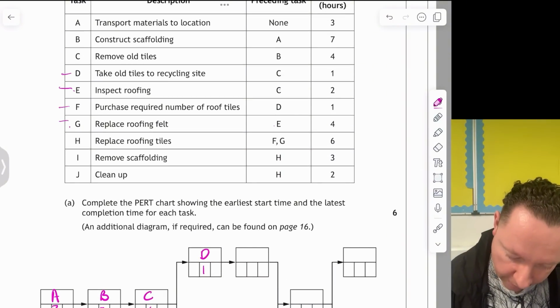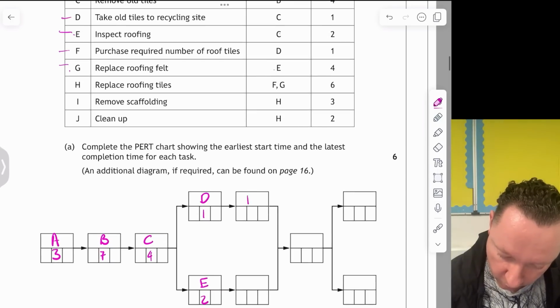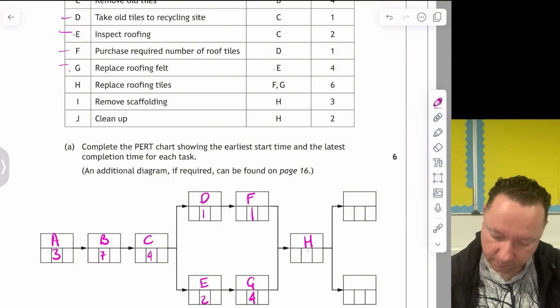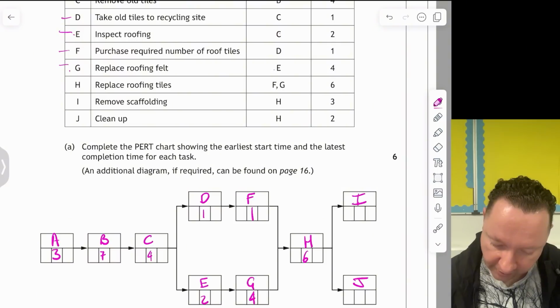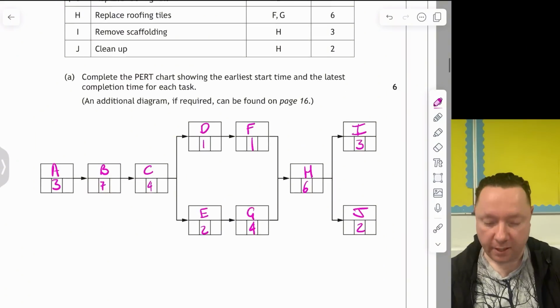Then it goes F and G for 1 and 4. And then it goes H for 6. And then we've got I and J, and they take 3 and 2. So there's my completed Pert chart.